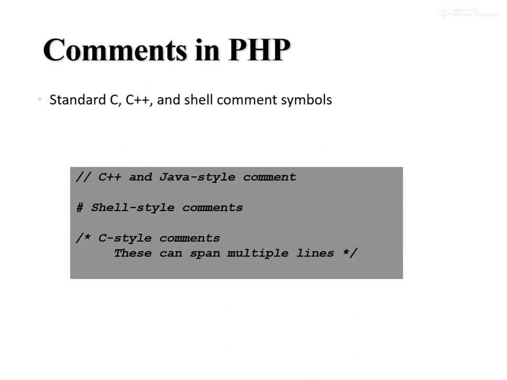How to add comments in PHP? We can use single line comments in the same C++ or Java style with two slashes, multi-line comments with slash star, and we can also use shell style comments with a hash sign at the start of the line. So there are these three different ways to add comments in a PHP file.